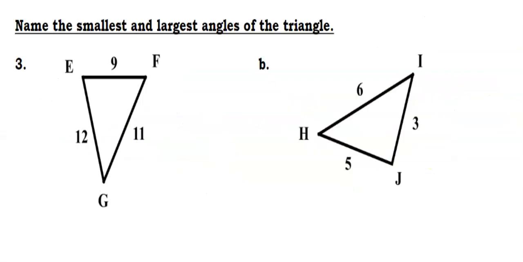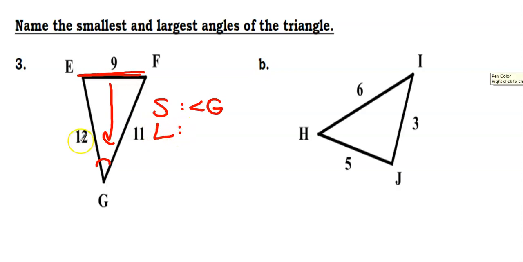That's cool. All right, the next one, name the smallest and largest angles of the triangle. Okay, so same idea, but now we're going the opposite. So what is the shortest side? The opposite of that is angle G. So the shortest angle is angle G. Okay, the longest angle, well, let's see here. So we have 12. So what is across the way from 12? That would be angle F.